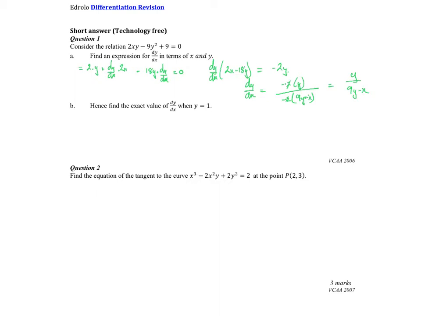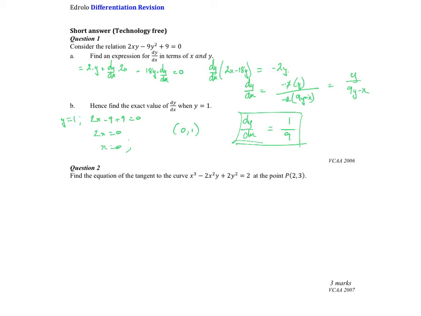When y is equal to 1, so at y equal to 1, what does that mean on the expression? You get 2x minus 9 plus 9 equals 0. So we get x is equal to 0. So we're talking about the point (0, 1). If I put (0, 1) into the derivative, dy/dx is equal to 1 over 9.